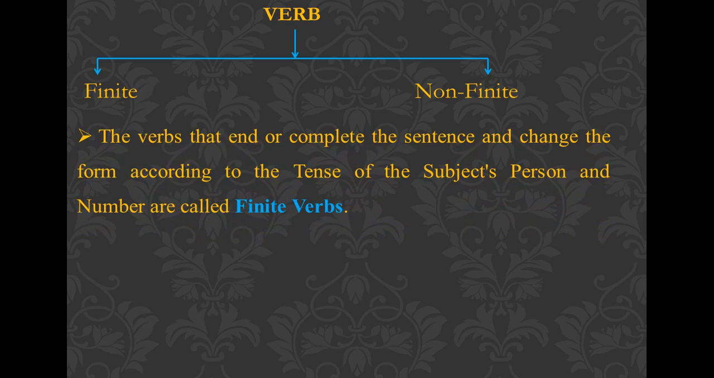The verbs that end or complete the sentence and change their form according to the tense, person and number of the subject are called finite verbs. That means the verb which gives us a meaningful sentence can be changed according to the subject, tense, person or number. So that verb is called a finite verb.